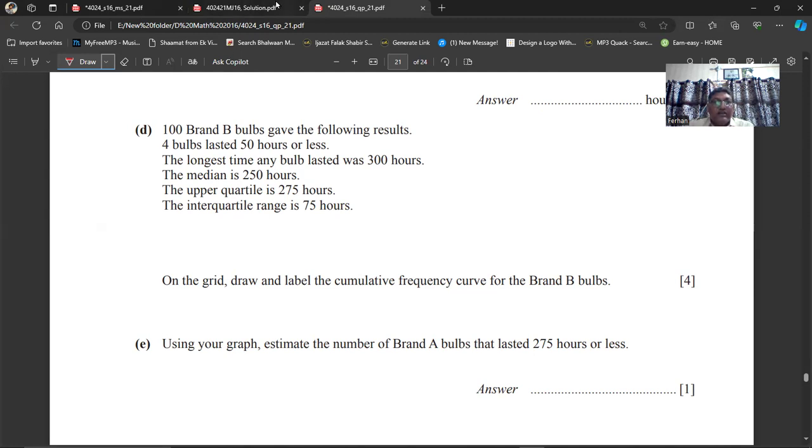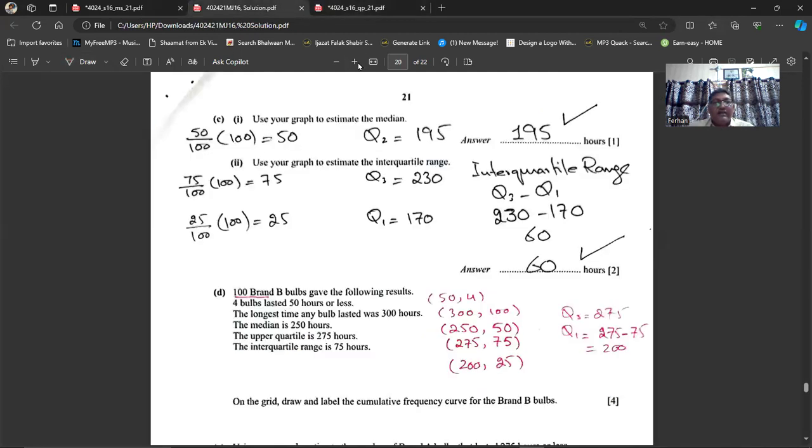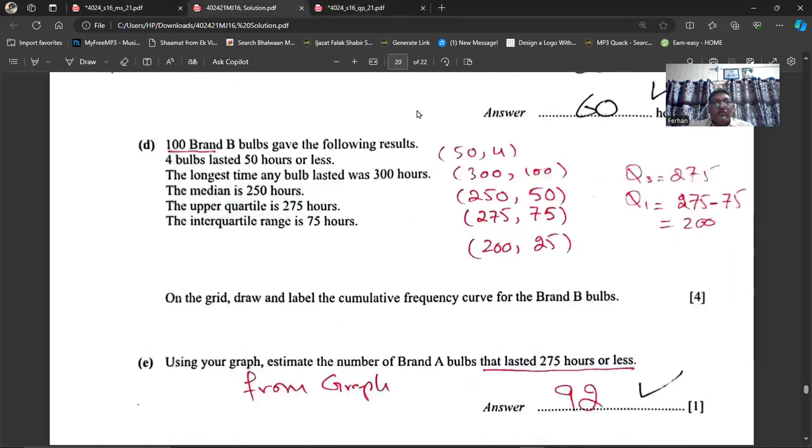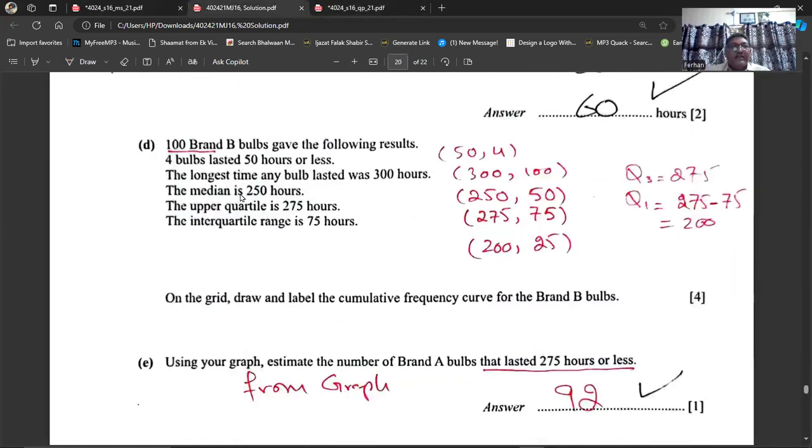Okay, so there are 100 bulbs of the brand B. So try to understand: 100 brand B bulbs gave the following results. So total bulbs are 100, like the brand A. 4 bulbs lasted 50 hours or less, so this point is (50, 4). The longest time any bulb lasted was 300 hours, so there is no bulb that lasted more than 300 hours. So the cumulative frequency for 300 hours is 100, and that point's coordinates are (300, 100).